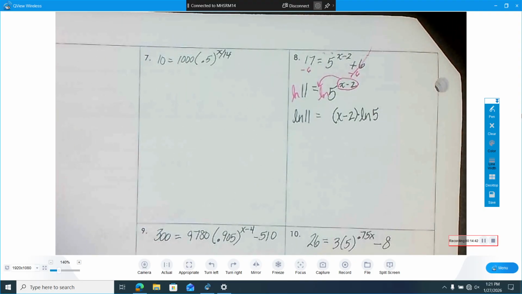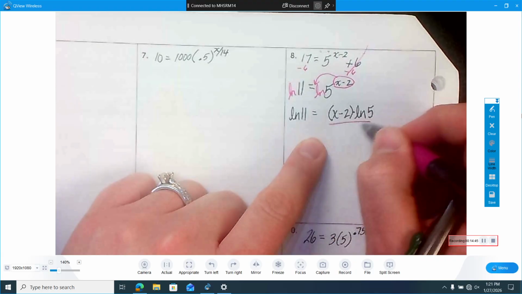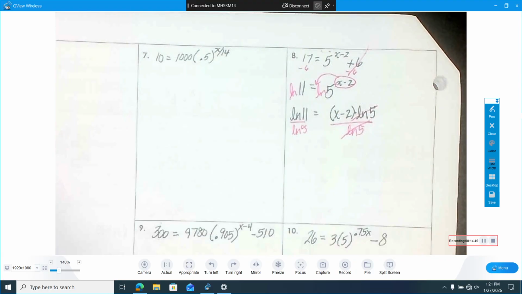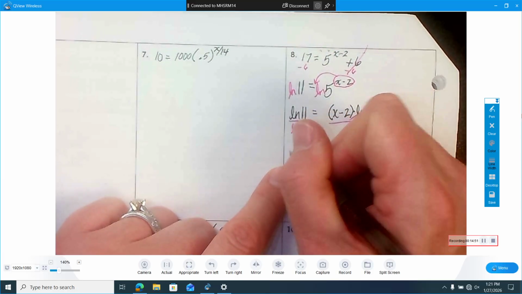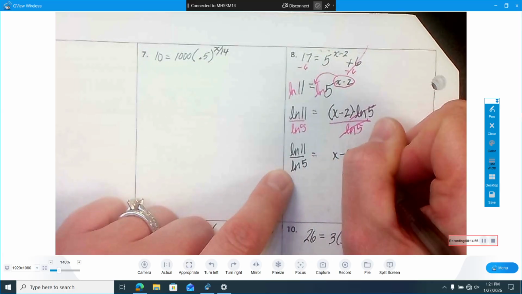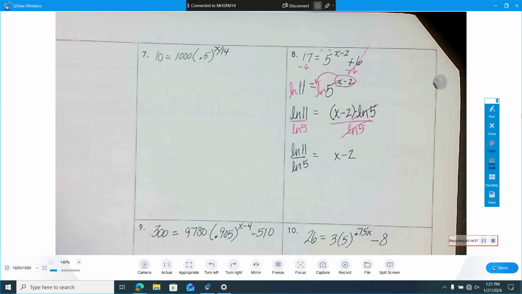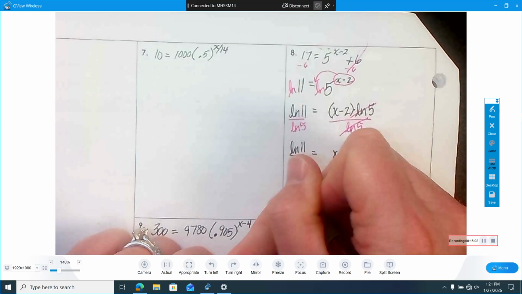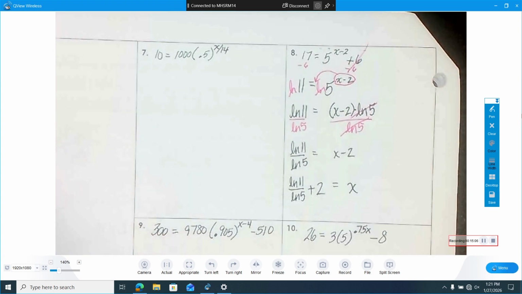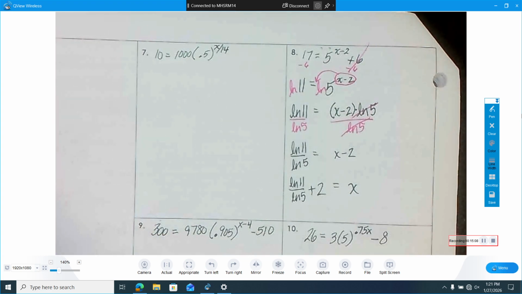Divide by natural log of 5. Sure, we can do that. We can divide by the natural log of 5. So we have the natural log of 11 over the natural log of 5 equals x minus 2. Add 2. So the natural log of 11 over the natural log of 5 plus a big 2 equals x. This is, again, the exact answer.